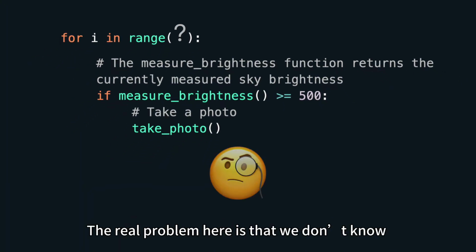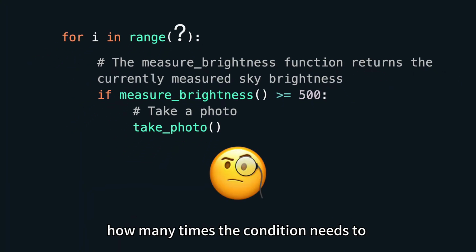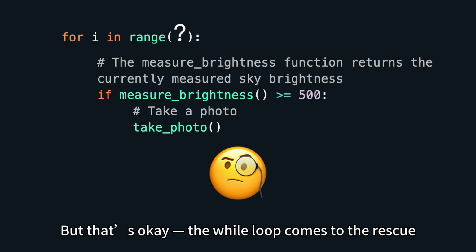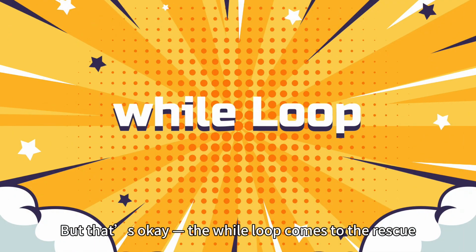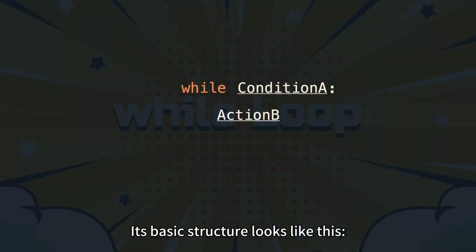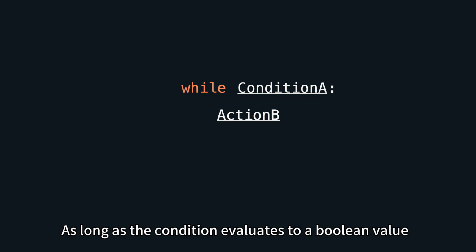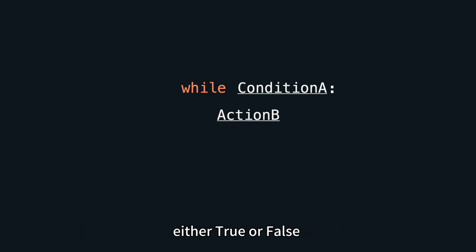The real problem here is that we don't know how many times the condition needs to be checked before it becomes false. But that's okay. The while loop comes to the rescue. Its basic structure looks like this: the keyword while followed by a condition. As long as the condition evaluates to a Boolean value, either true or false, it can be used.